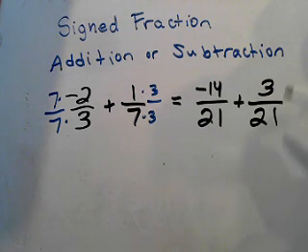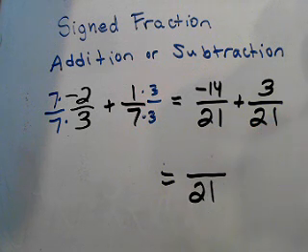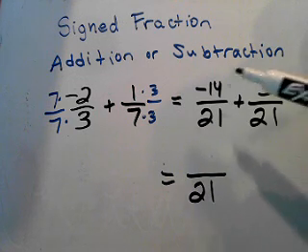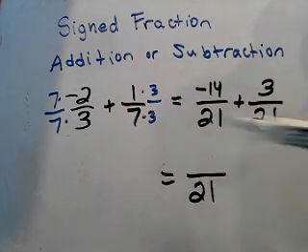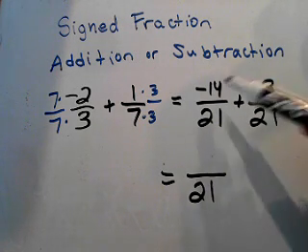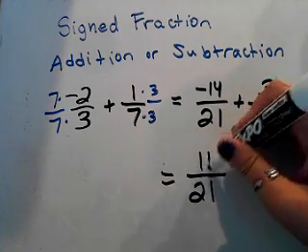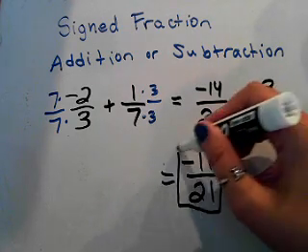So now we have the same size pieces. So I know my answer is going to be 21st size pieces. So now I can just focus on adding the top numbers. Well, one's negative, one's positive. So we know that's going 14 to the left and 3 back to the right. So it ends up looking like subtraction. The difference between 14 and 3 is 11. And we know that it's going to be -11 because -14 is the bigger number.